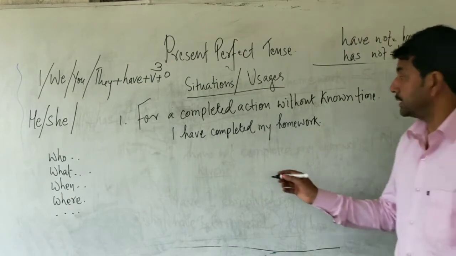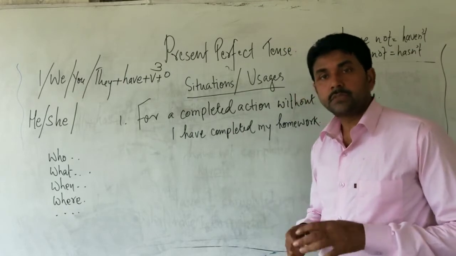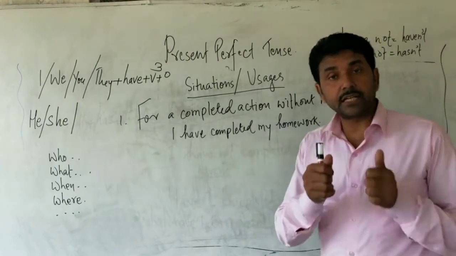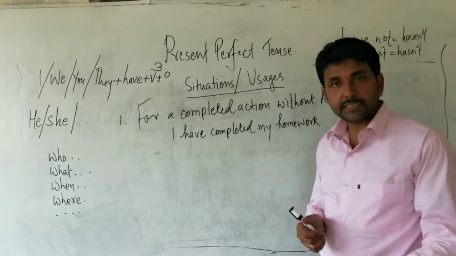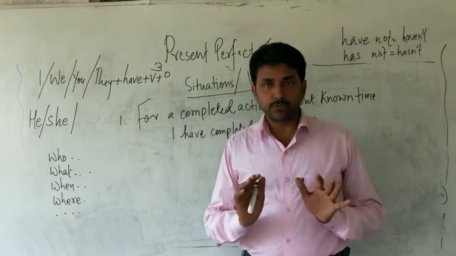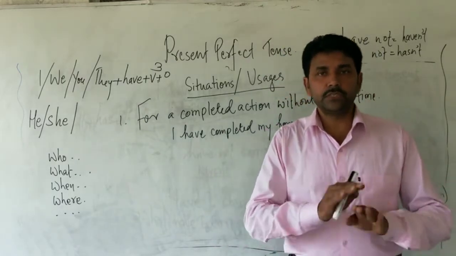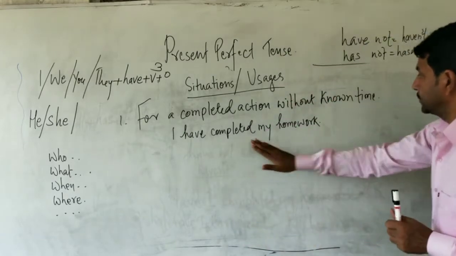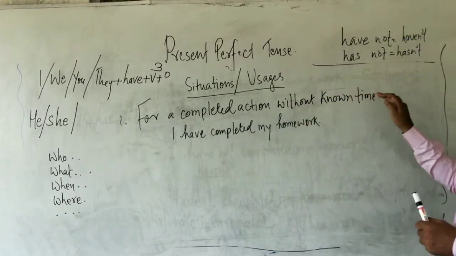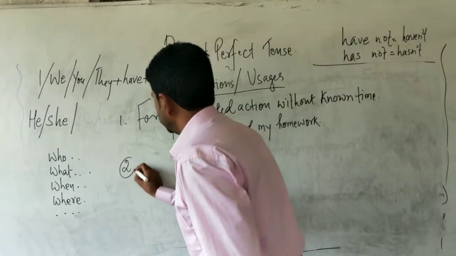Here the action is more important than the time, or perhaps the time is not known. When exactly the action was completed. If we know the exact time of the completion of the action, we use past simple tense, not present perfect. Present perfect tense is used when the time of action is not known, right? So this is for a completed action without known time.